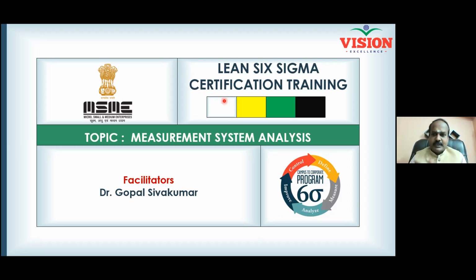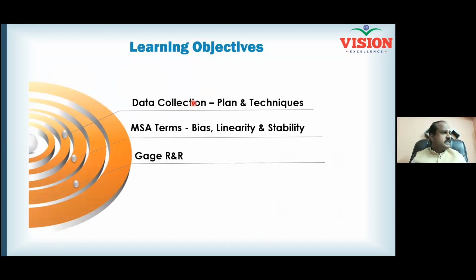So there are two types of error: one is accuracy error, another one is precision error. An accuracy related problem you can solve merely by calibrating the gauge. But for precision, there is no specific solution. You have to analyze and then solve it. And that is what we are going to understand in this session.